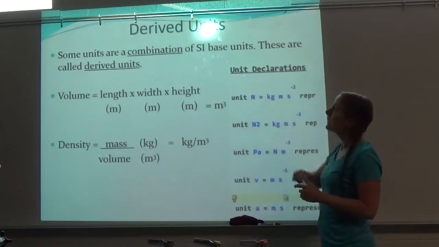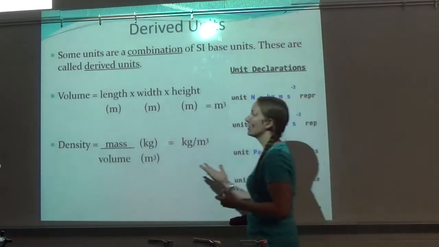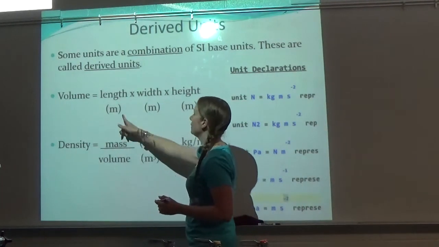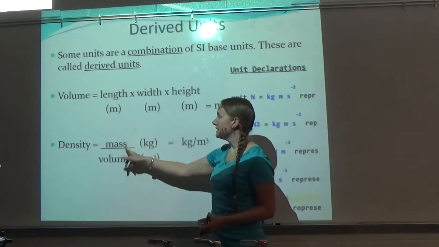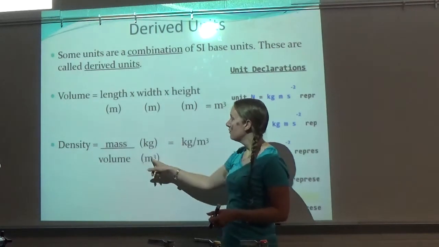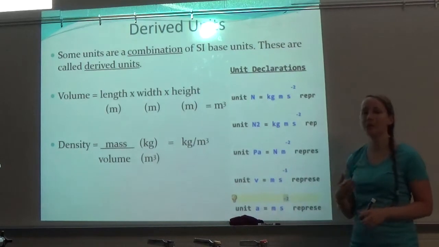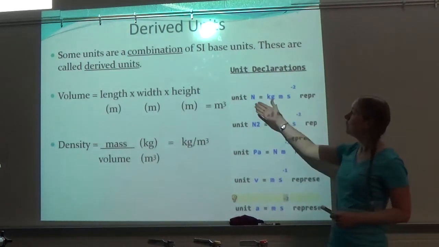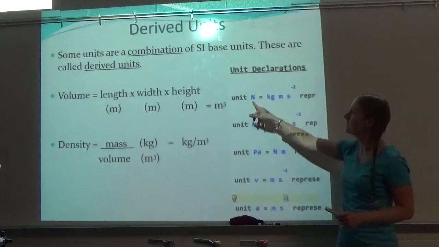All right, so we learned the base units like meters, Kelvin, things like that. But sometimes we have a combination of SI base units, and these are called derived units. Like y'all have all learned, volume is length times width times height. So meters, meters, meters is meters cubed. Or you may have learned density is mass over volume. Well, the SI unit for mass is kilograms, volume is meters cubed, so the derived unit would be kilograms per meters cubed.